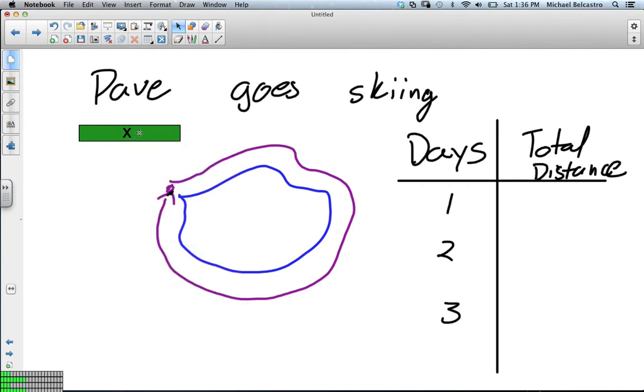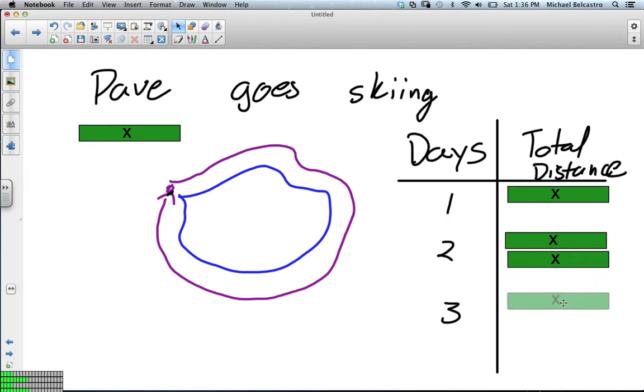So in day 1, how many tiles would we use? 1. Yeah. 1. So X. Okay. Then it'll be 2X or 2 tiles. Good. And then on day 3? 3X or 3 tiles. Great. So he'll have traveled around the lake 3 times. He does this every day. He's quite the athlete, this guy.